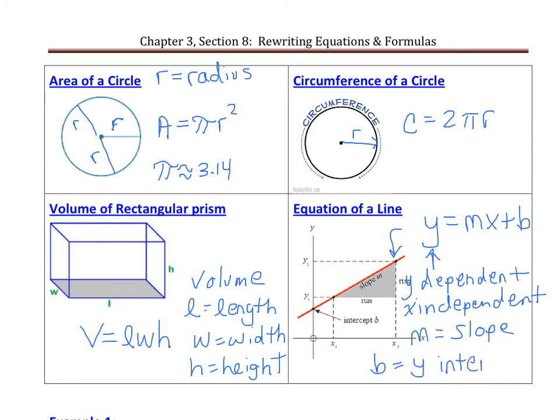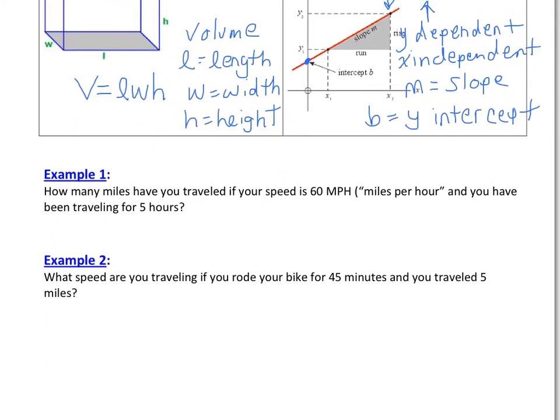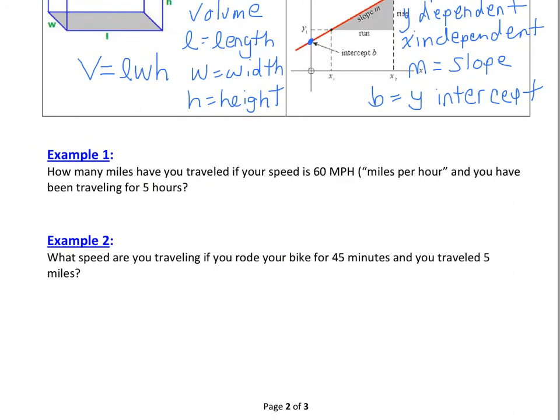That's where the line crosses or intersects here the y-axis. Slope is how steep or how flat that line is. And we're going to be doing a lot of work here with the equations of lines. All right, let's take a look at some examples on how we can use the formulas.